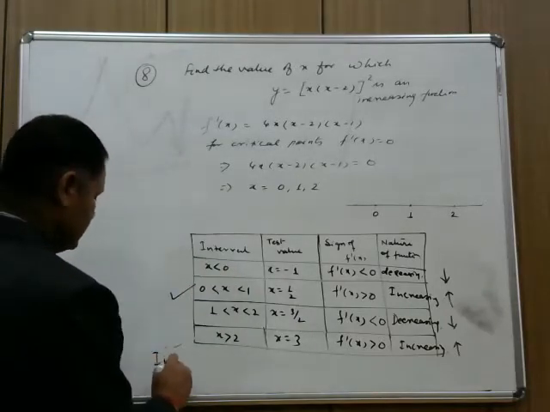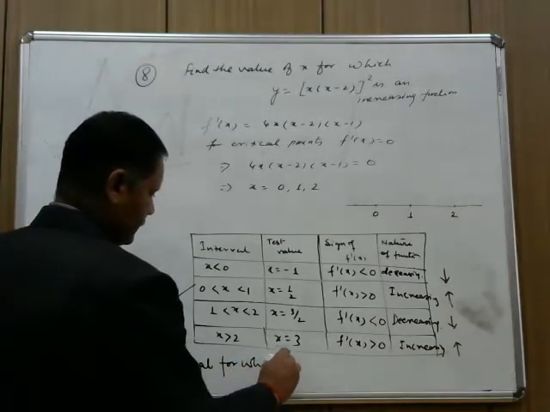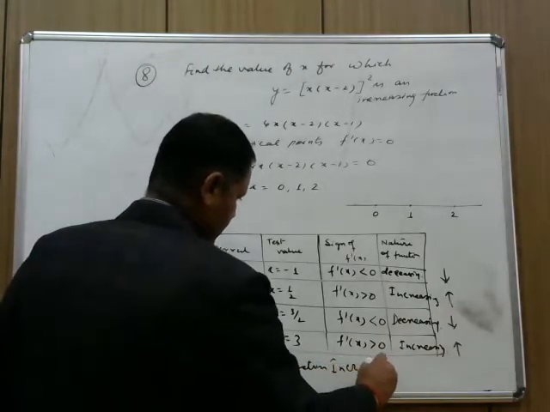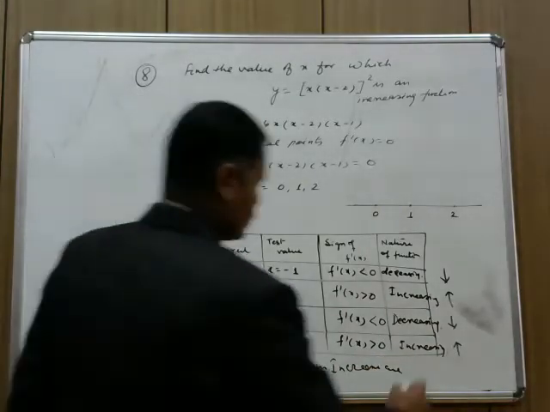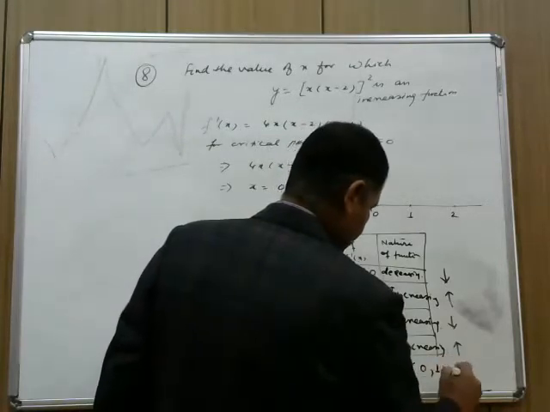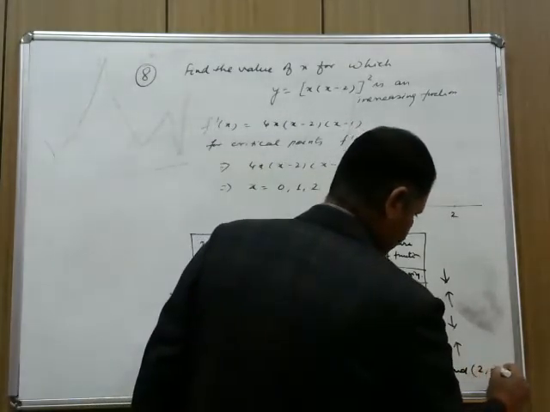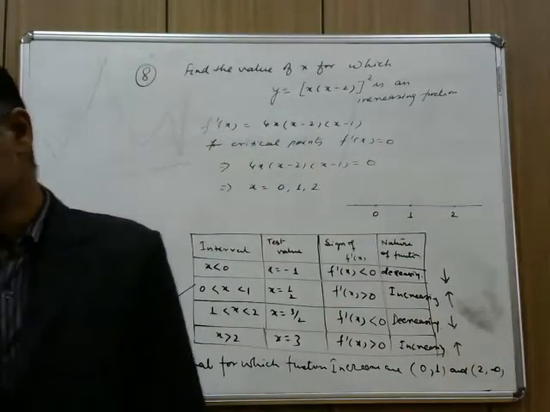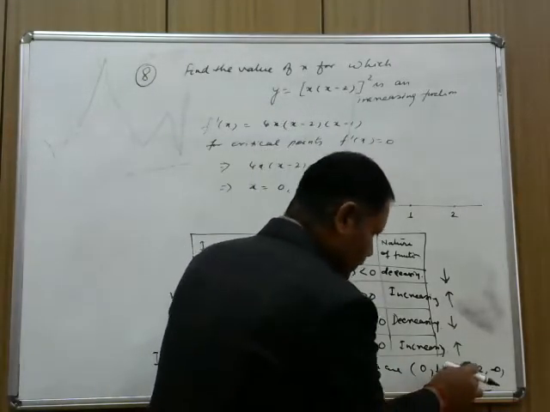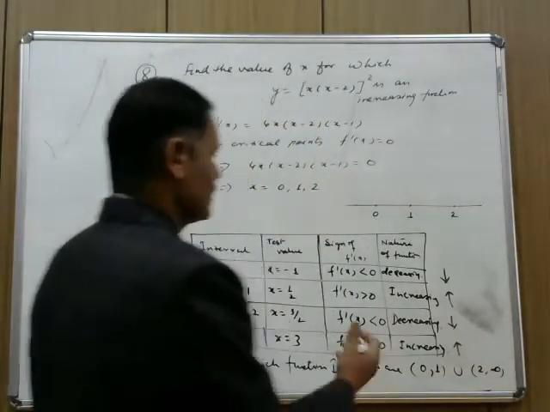That's why we say that the function increases in the interval between 0 to 1 and greater than 2, that means 2 to infinity. In place of writing and, you can use the sign of union also, no problem. Here, union: 0 to 1 and 2 to infinity. Two places where it is increasing.